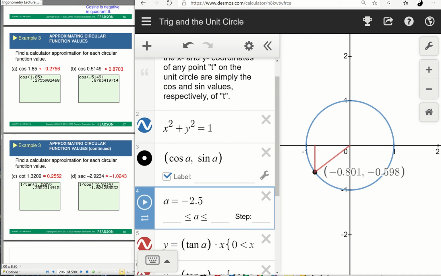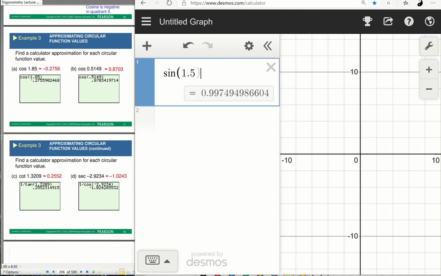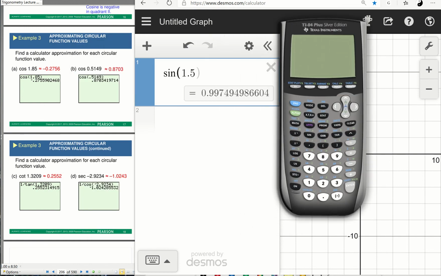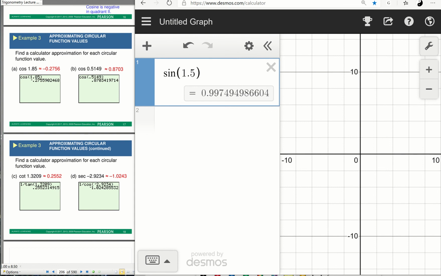All right, but again, if we want a much more accurate answer, we just go either to Desmos or we can go to a TI, makes no difference, and we can just go ahead and type sine of 1.5, and we can see the same answer, but with fewer digits than Desmos gave us. All right, so for those types of angles, we go ahead and use a calculator.